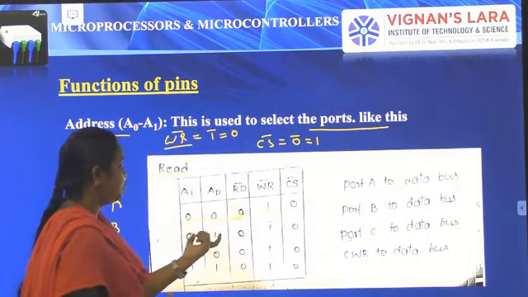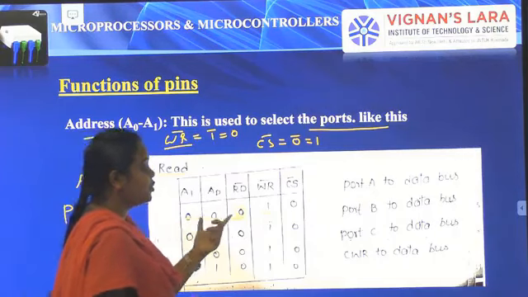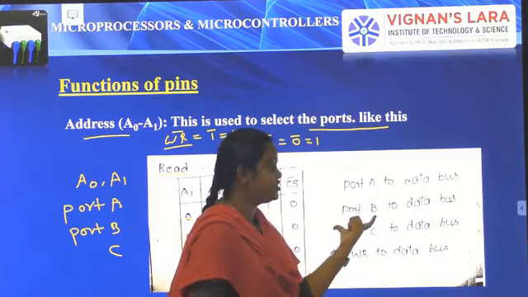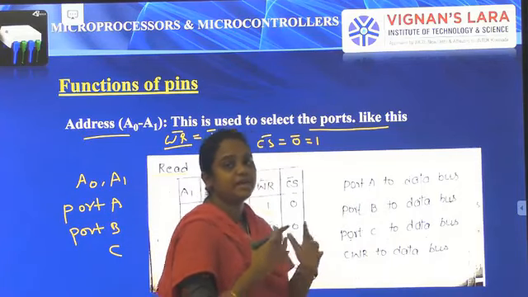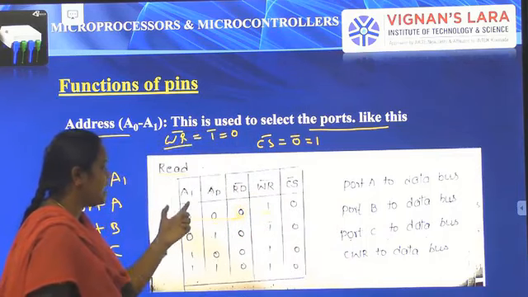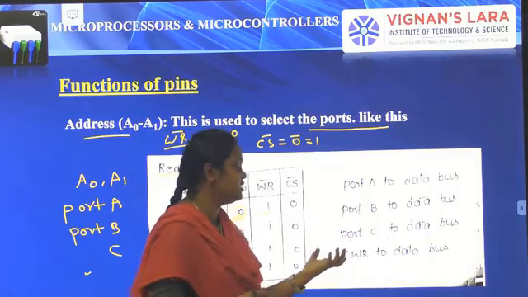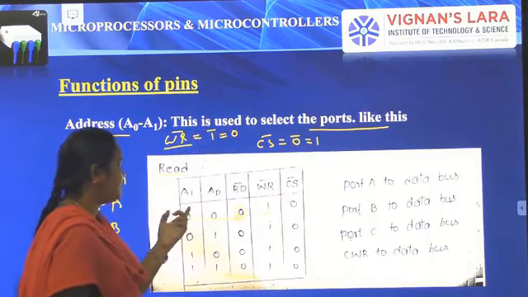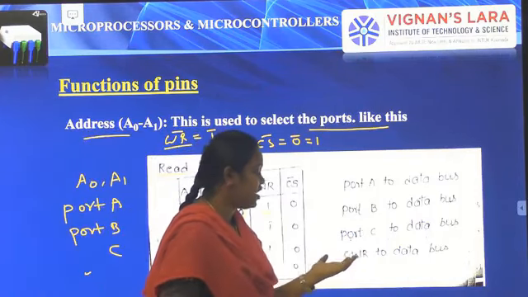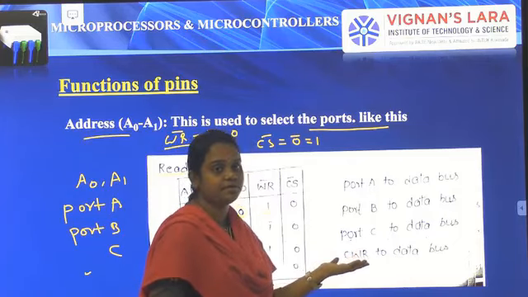Whenever A1 is 0 and A0 is 1, then port B is carrying the information from the input and output devices to the 8086. Whenever A1 is 1 and A0 is 0, then port C is going to handle the system bus. Whenever both A1 and A0 are 1, then it is the control register, where data is stored.